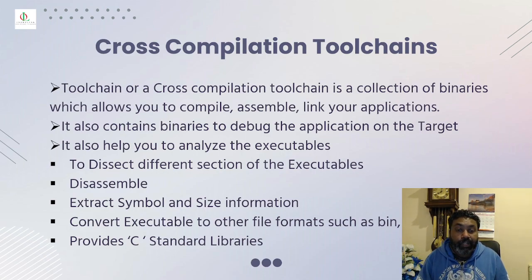And then they convert executable files from one format to other file formats. In general, you get the .elf format. .elf stands for executable linker format, and with the help of the toolchain, you can also convert the .elf format to bin format, little endian, or hex format. And also your compilation toolchain will provide you C standard libraries.